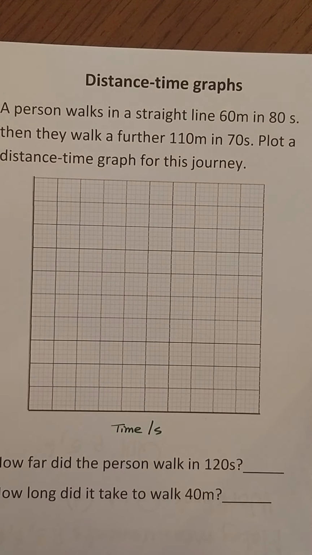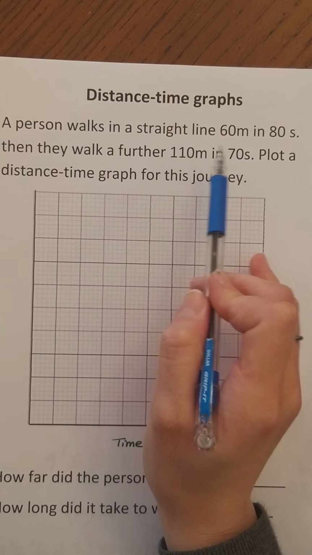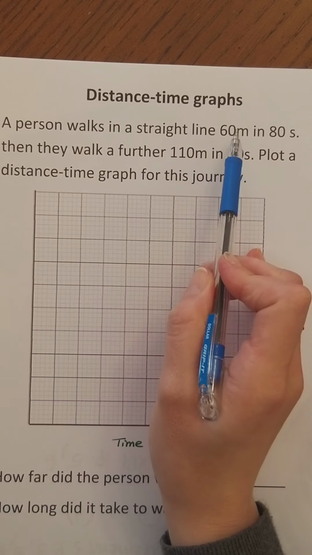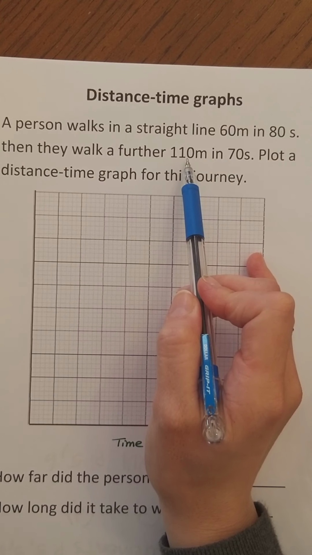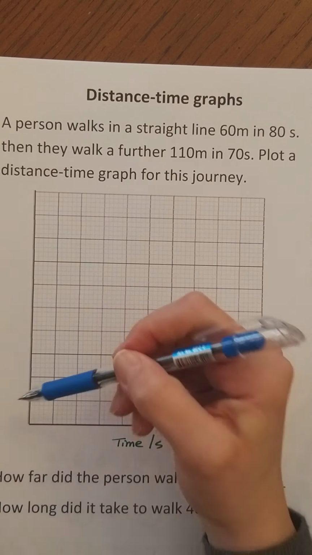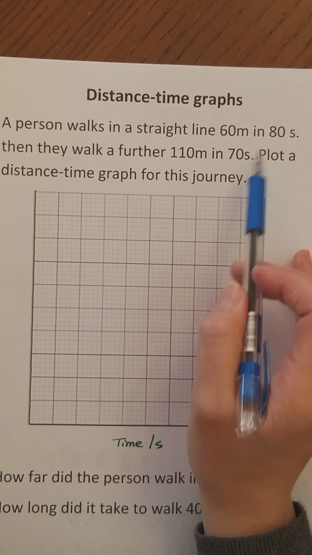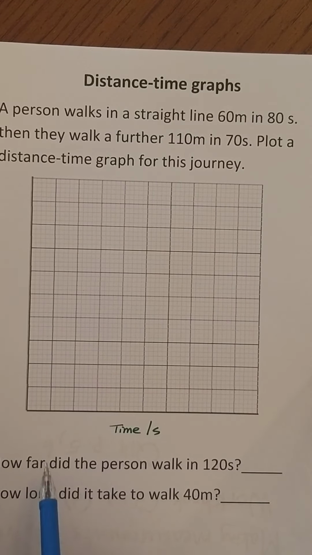He walks 60 meters in the first 80 seconds. This is the first part of the journey. Another 110 meters in 70 seconds. So 60 plus 110, it's 170 meters. So we need to divide our y-axis so it can fit the 170 meters. The time spent is 80 seconds and 70 seconds, so 150. We will divide these axes also in 20s.